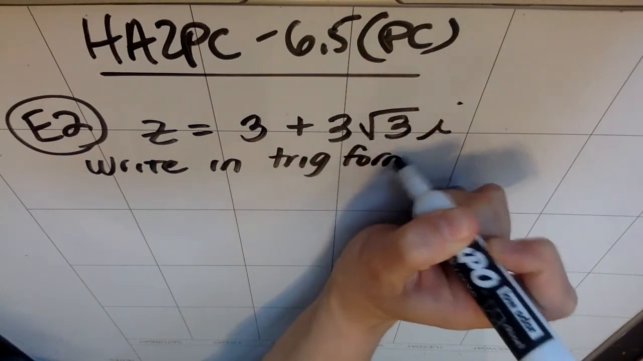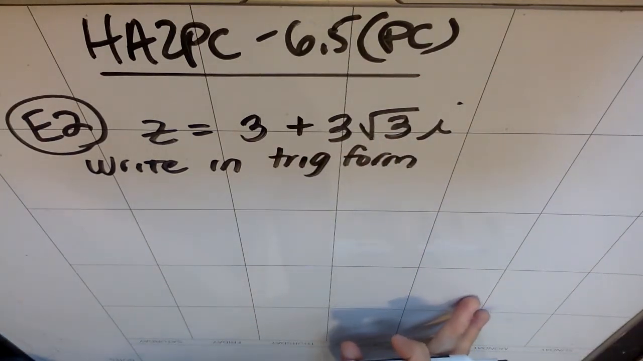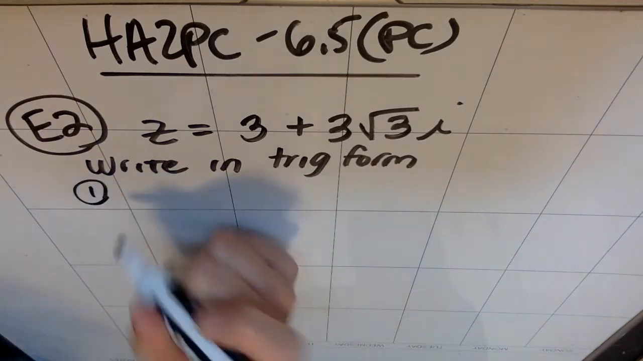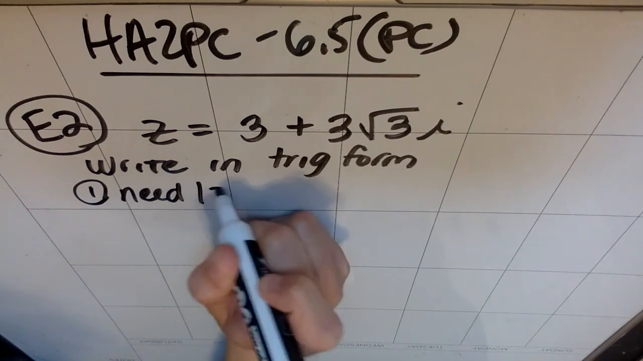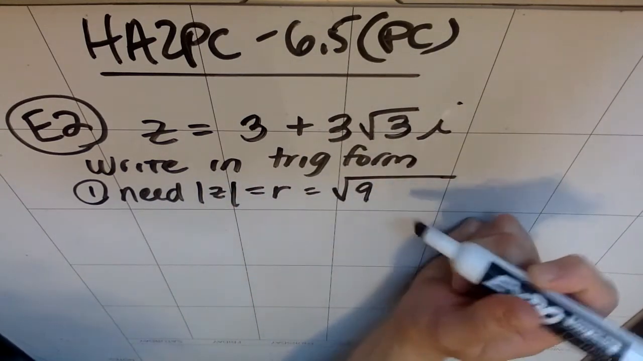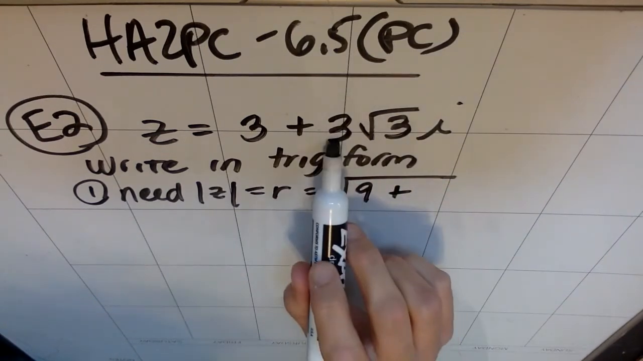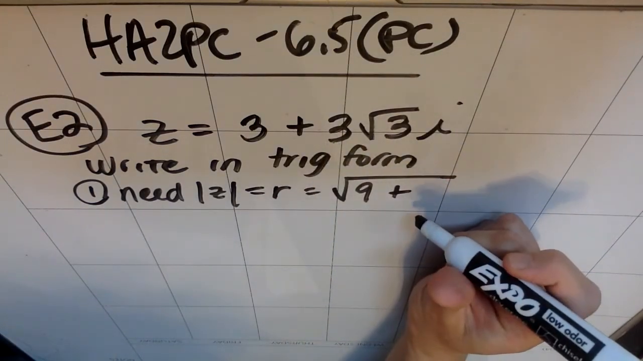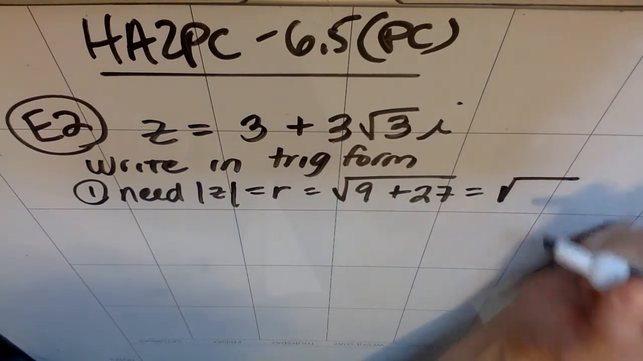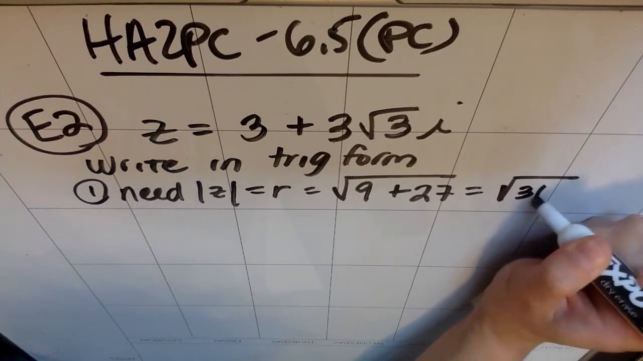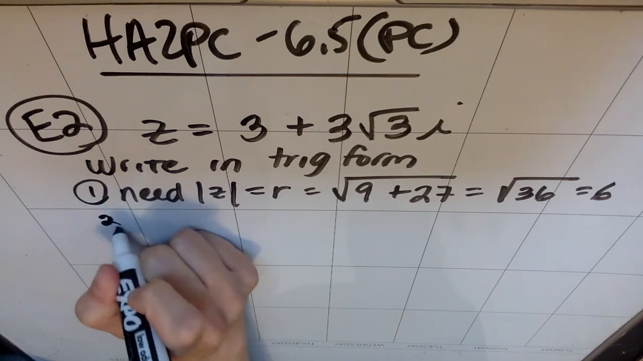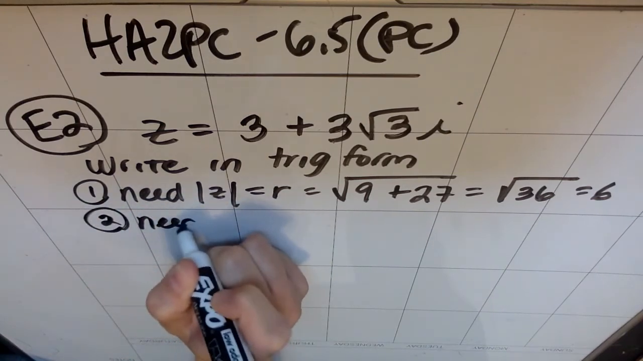All right, so a couple things are going on here, right? The first thing I need to do is find r. So I need the absolute value of z, which is the same as r. Well, that's going to be the square root of a squared, which is 9, plus b squared, which is 9 times 3, so that's 27. So this is the square root of 36, which is totally 6. So I get r is 6. Great.